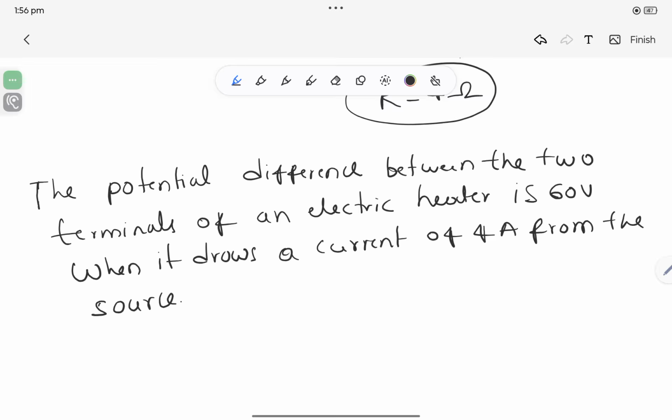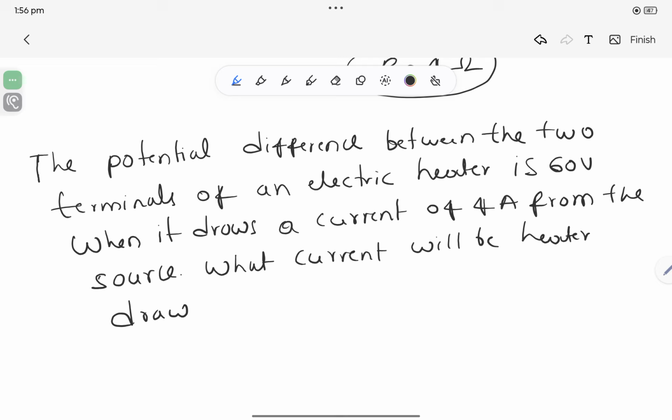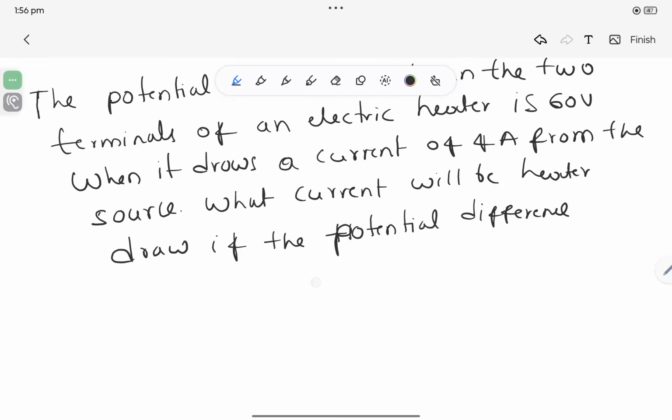what current will the heater draw if the potential difference is increased to 120 volt? Increase it to 120 volt.